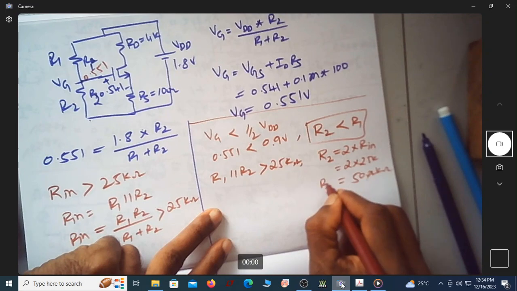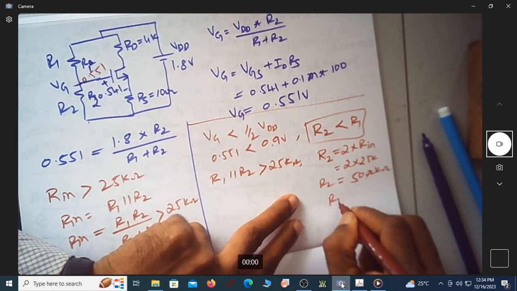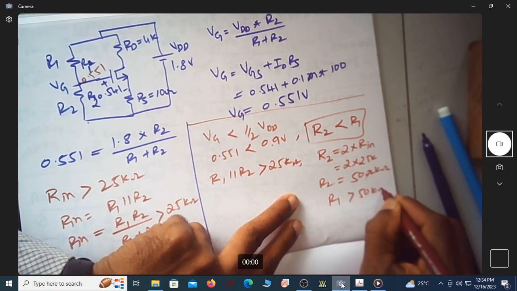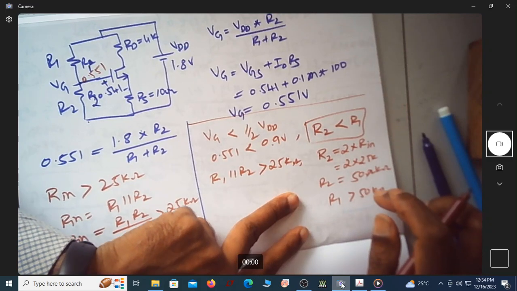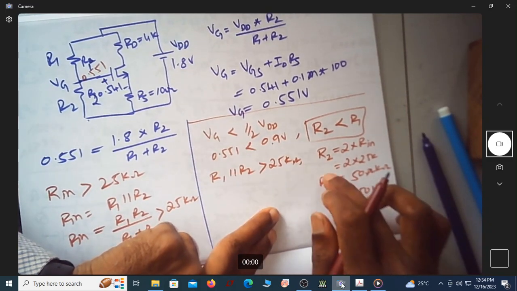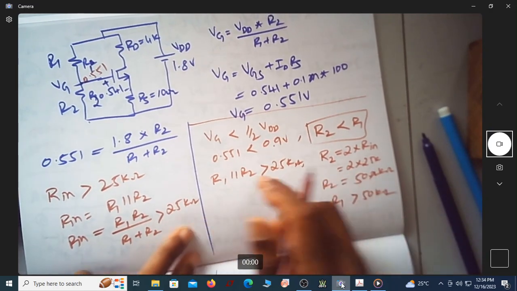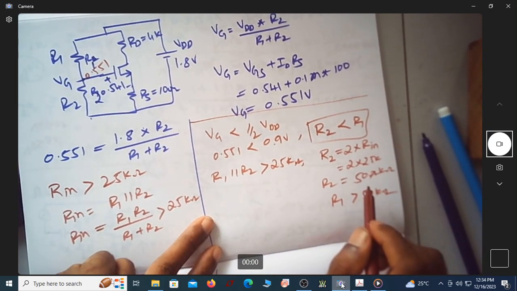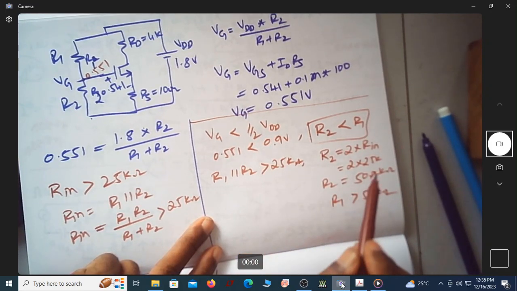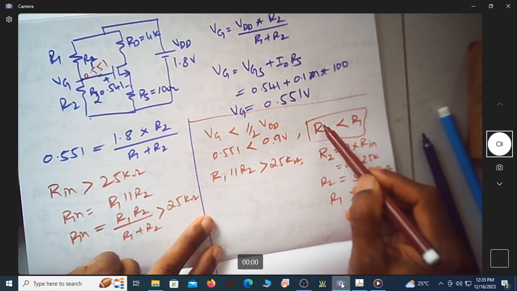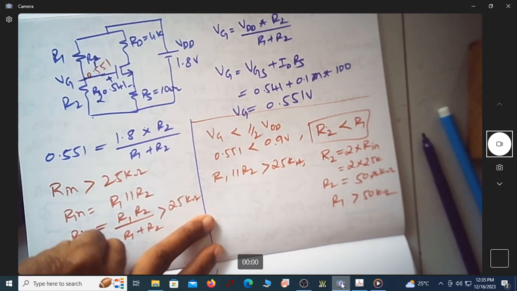So if this is equal to 50 kilo ohm, suppose R2 is equal to 50 kilo ohm, we know that R1 has to be more than 50 kilo ohm. When you have two resistors whose minimum resistance is 50 kilo ohm, then its parallel combination is certainly more than 25 kilo ohm. So we will be getting that requirement of R in greater than 25 kilo ohm if the lower resistance is equal to twice the minimum required resistance.